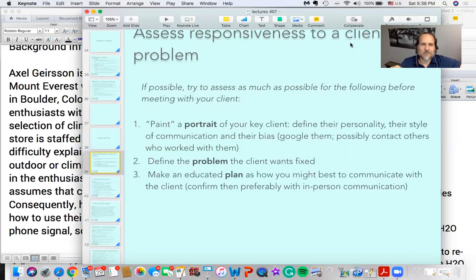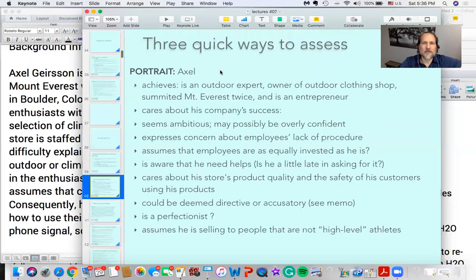So with Axel, we know that he's an outdoor expert. We know that he is the owner and entrepreneur and has summited Mount Everest twice. He cares about the company's success. He's ambitious, possibly, or we could infer that. So we have to put some things in quote marks. We don't want to attribute motivations and intent when we don't know for sure, but we could put little question marks at least next to some of that.